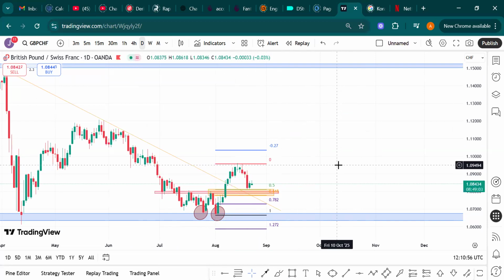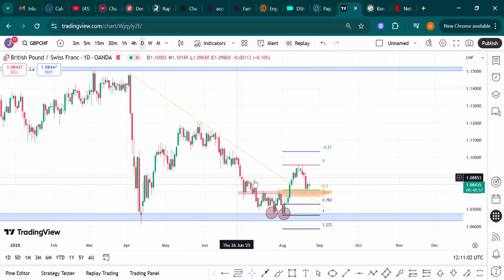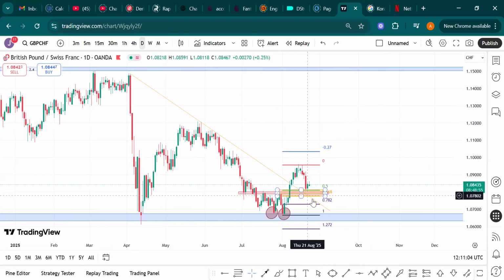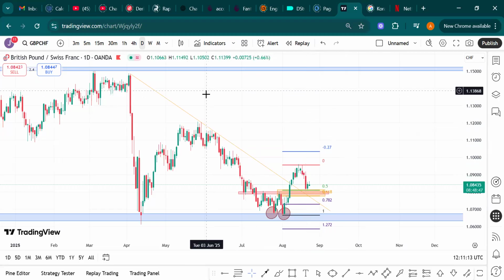So this gives us more confidence in the confluence that we've drawn. So we can see the trend line broken, and the market trying to retest the trend line and coming into our Fibonacci retracement zone. So this gives us a very, very strong confluence.